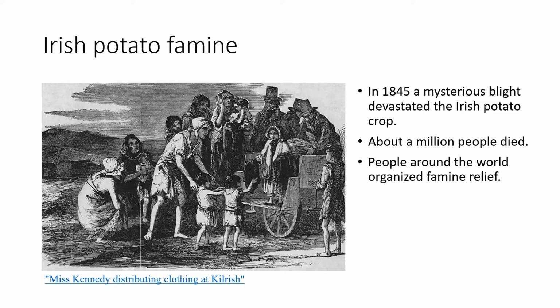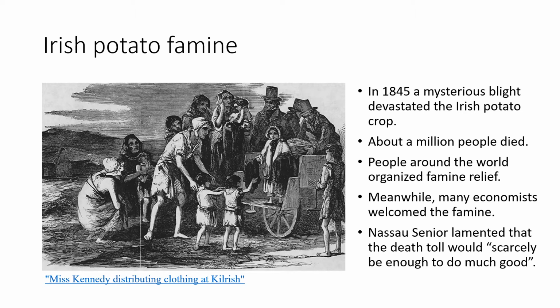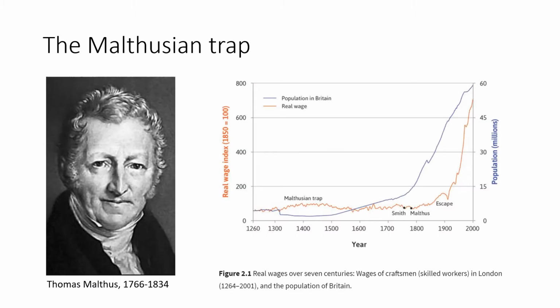There were people from around the world, from Western Europe to Bengal, who were offering donations to alleviate the devastation of this famine. At the time, however, many economists were welcoming a famine of this scale. Nassau Sr. famously stated that the famine would scarcely be enough to do much good. Now, Sr.'s comments are morally objectionable in this case. However, they're rooted in Thomas Malthus' intuition during this time period.